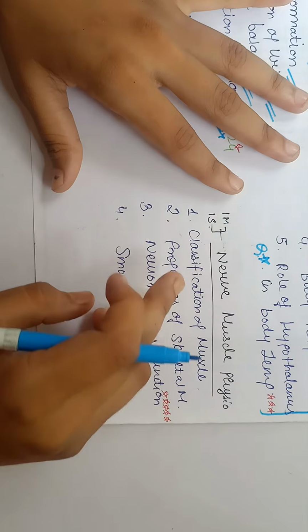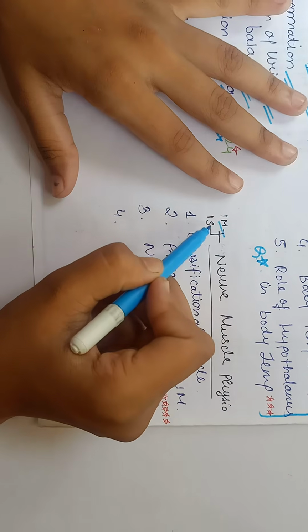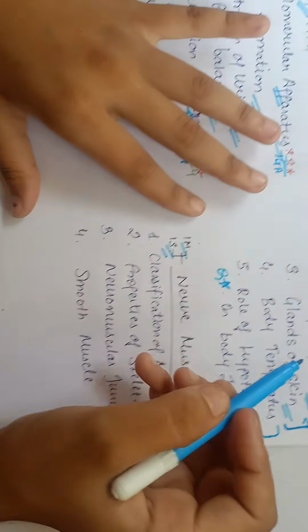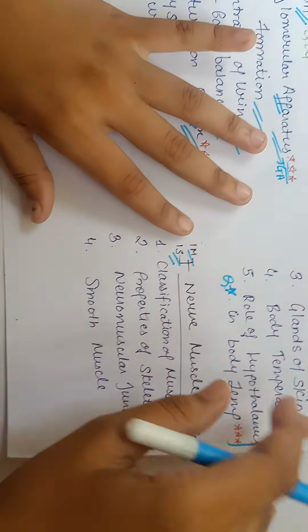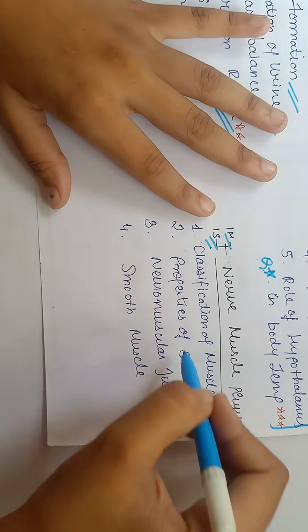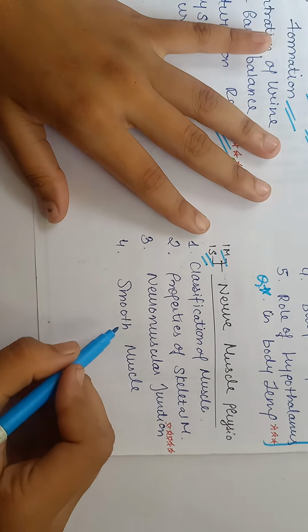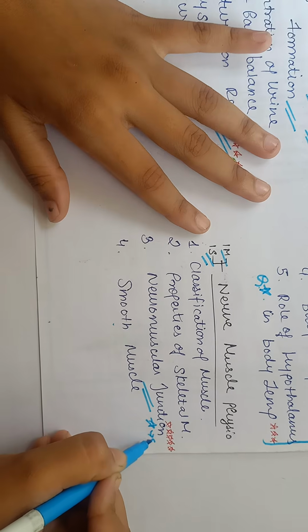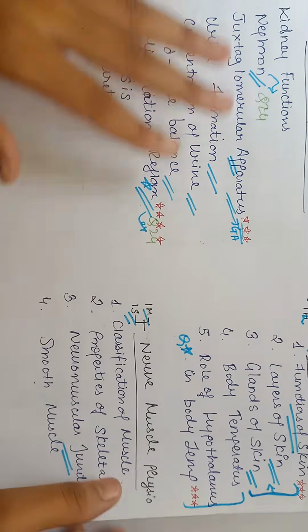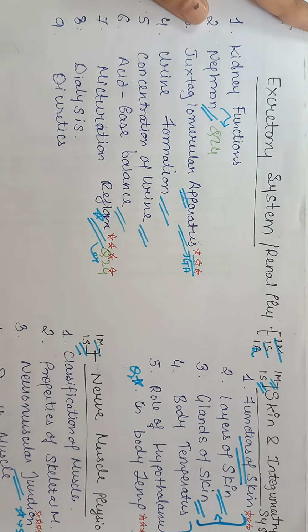Then in nerve muscle physiology, 1 MCQ and 1 SAQ will be asked. Here also 1 MCQ and 1 SAQ will be asked, no LAQ from these two topics. So classification of muscle, properties of skeletal muscle, and neuromuscular junction and smooth muscle. Neuromuscular junction is very important for the SAQ. So these all were the questions which are important for your Physiology Paper 1.